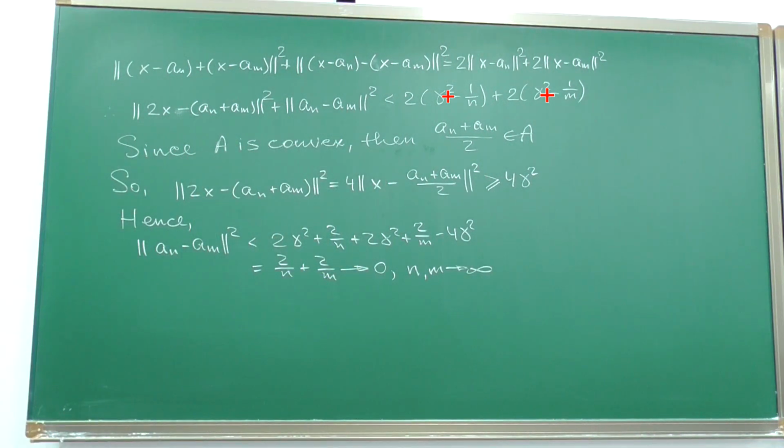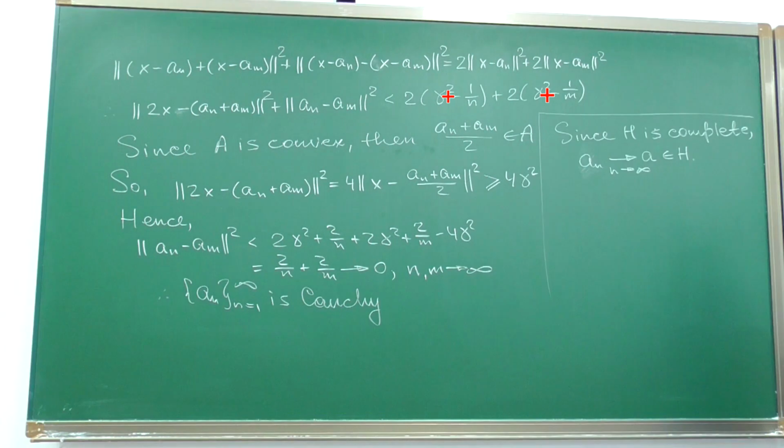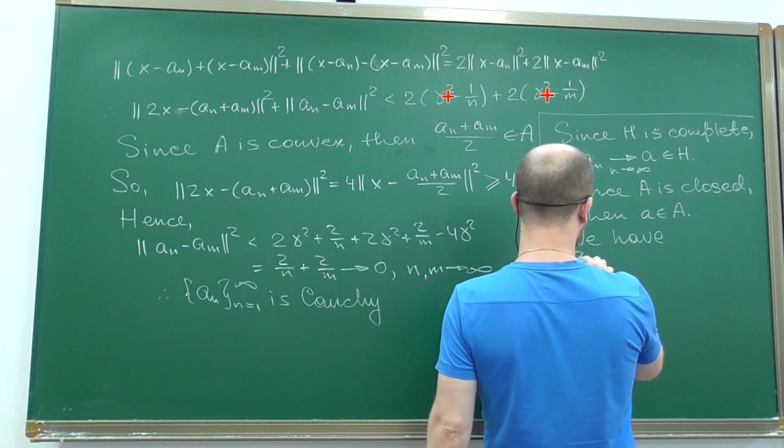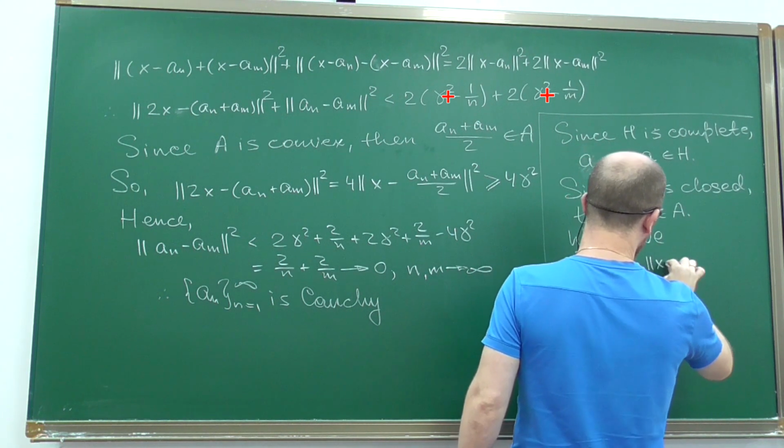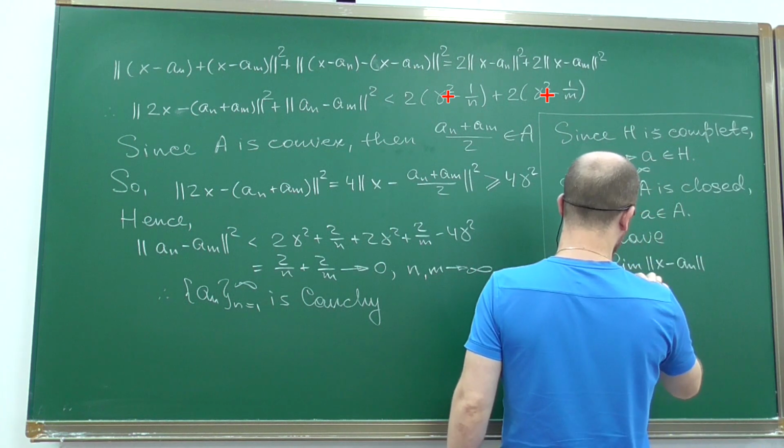So the sequence which we introduced there is Cauchy. Since our space is Hilbert, so complete, then this sequence converges. Also, since A is closed and the sequence a_n belongs to A, this little a belongs to the set A. Well, now the aim is to show that this point a is nothing but the point y we're looking for. We have that gamma squared is less than or equal to the limit of the norm of x minus a_n when n tends to infinity.